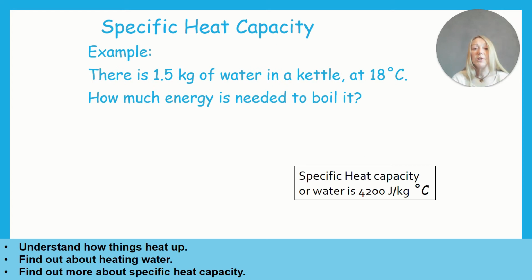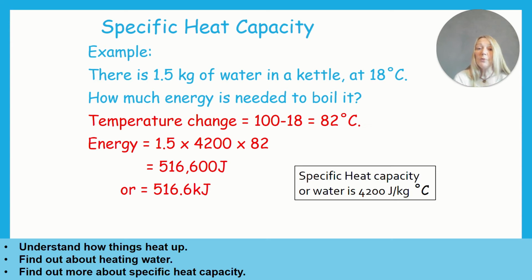So a very basic question here is the specific heat capacity of a kettle of water that's boiling. They've given us the mass, and they've given us 18 degrees, so that was the start temperature. And then they've asked us how much energy is needed to boil it. So the first thing you need to do is work out the temperature change so that you can add that to the equation. They've given us the specific heat capacity of water, which is 4,200 joules per kilogram degree.